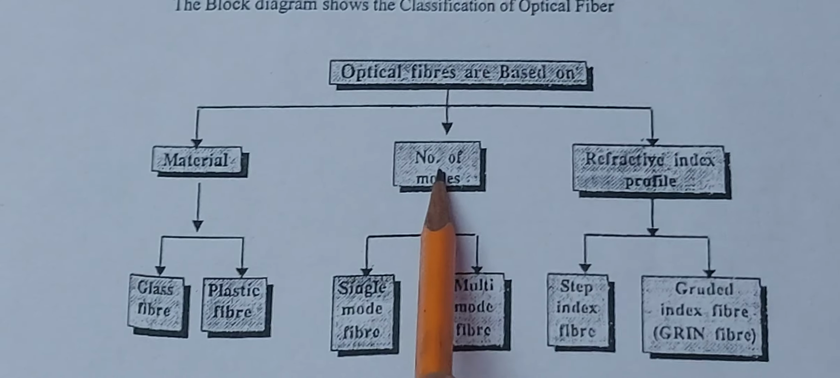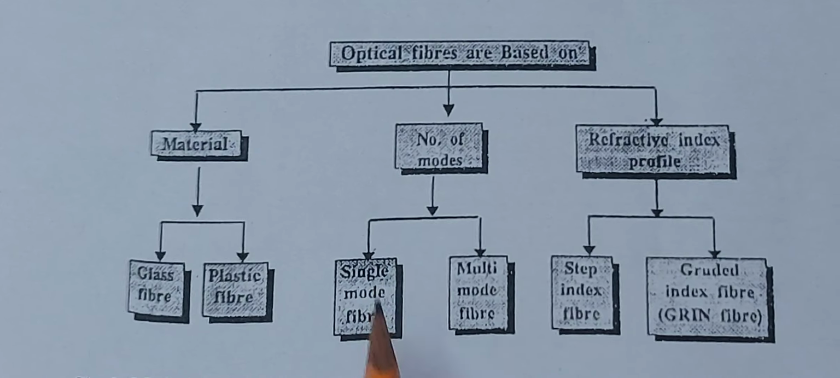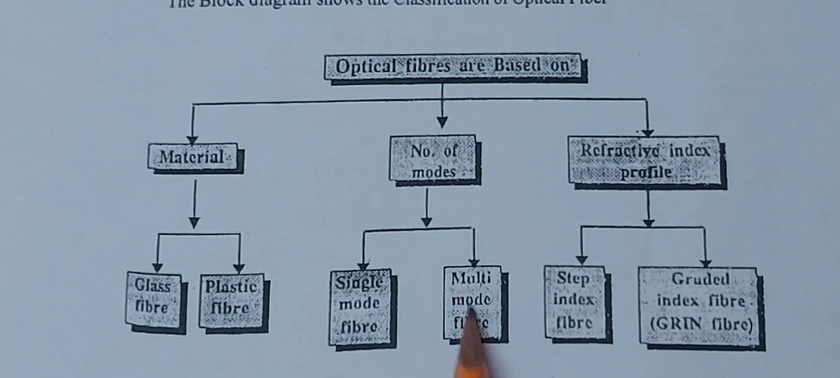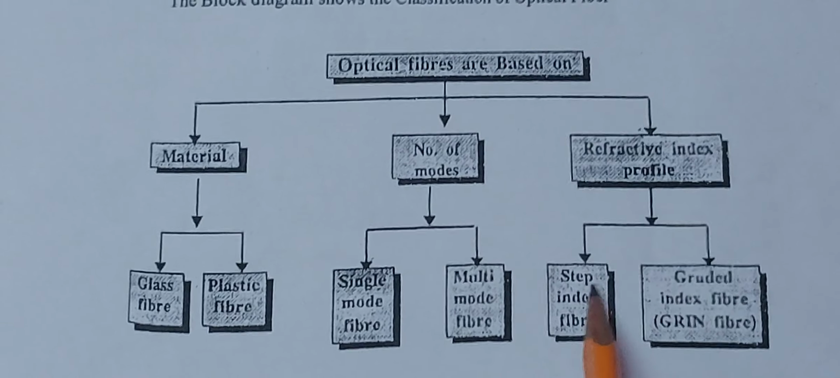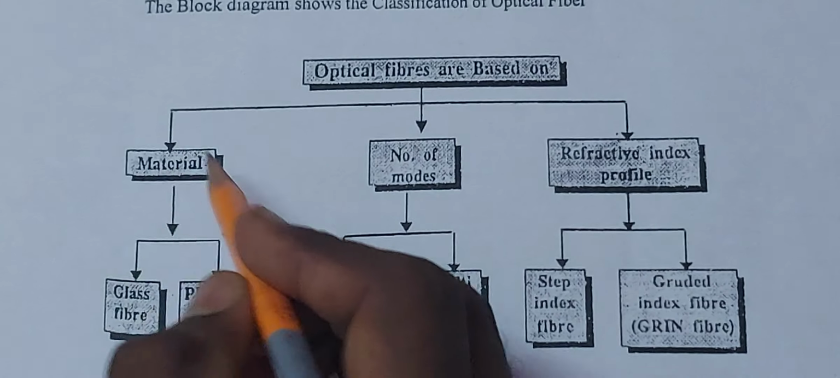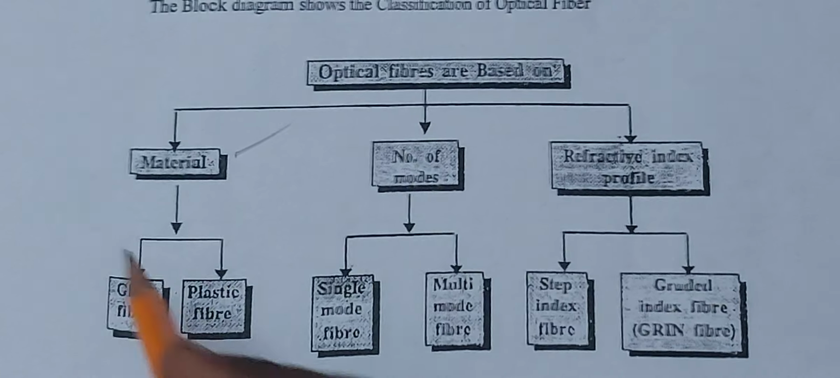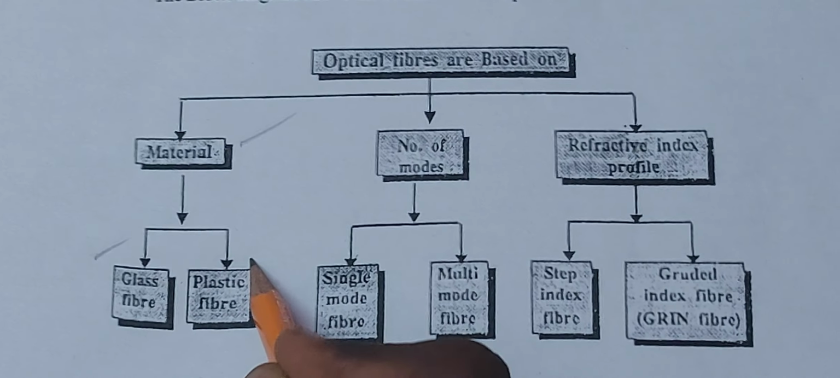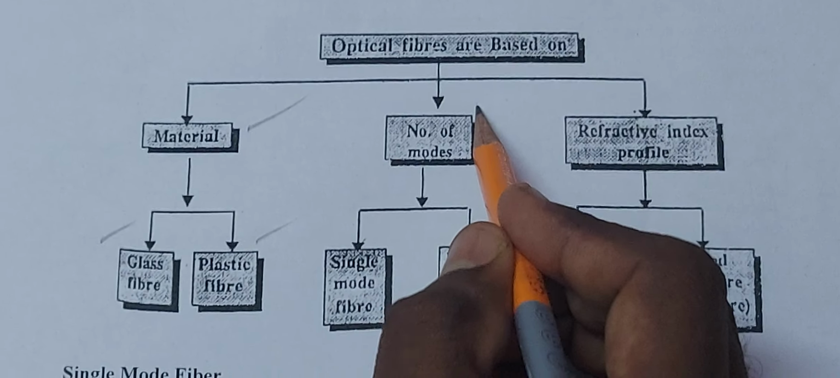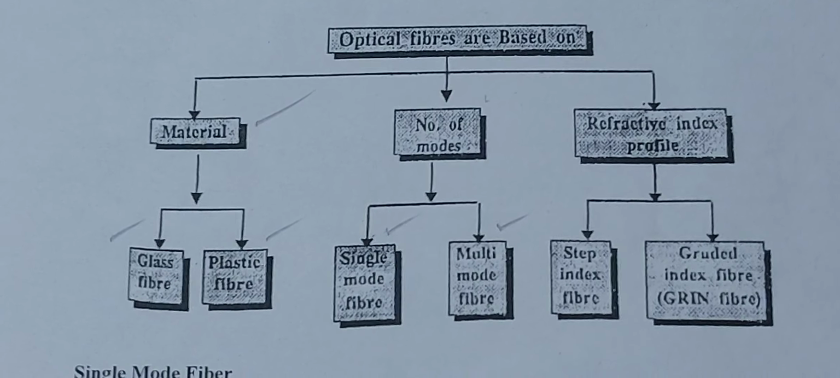Another type is number of modes. Based on the number of modes, it is classified into two: one is single mode fiber, another one is multi-mode fiber. And by refractive index profile, one is step index fiber, another one is gradient index fiber. So now we are going to talk on materials. Glass fiber we have studied, plastic fiber we studied. Now we are going to study the number of modes, single mode fiber and multi-mode fiber.